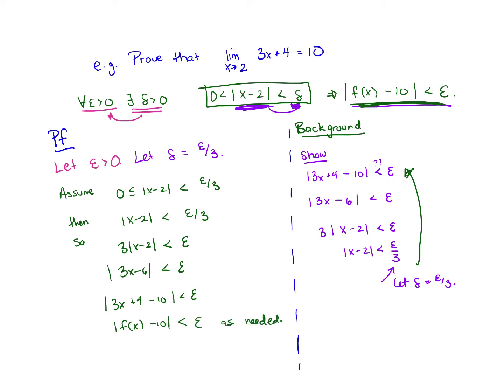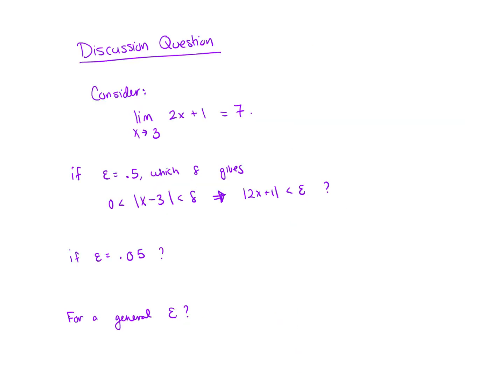So we were able to show, given some epsilon, how to find the delta to get f of x minus 10 to be less than epsilon whenever x minus 2 was less than that delta. So that's our proof. I encourage you to go back, read over this, see why we did each of these steps, where they all came from, and how you could do this for a different proof.